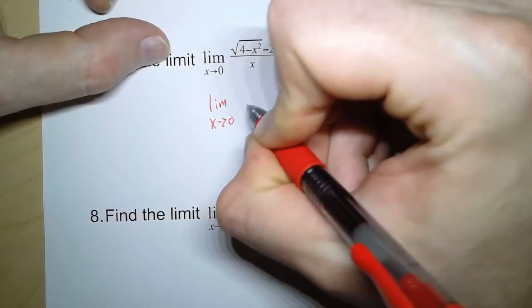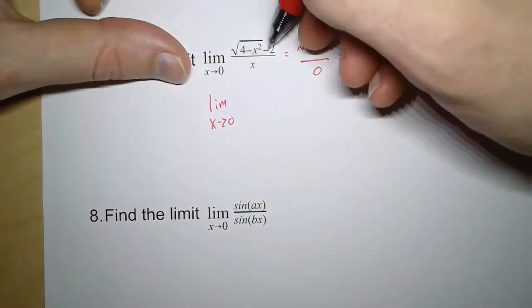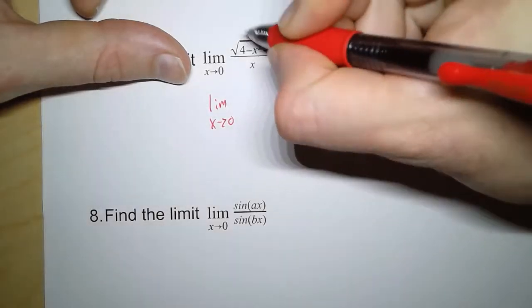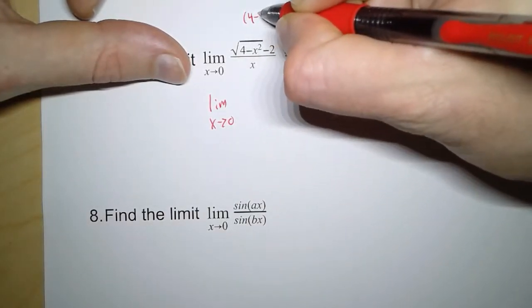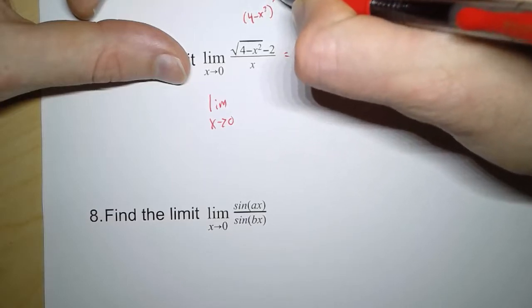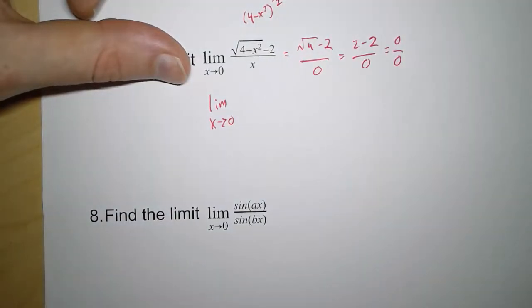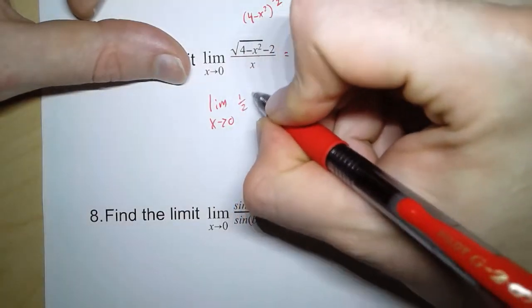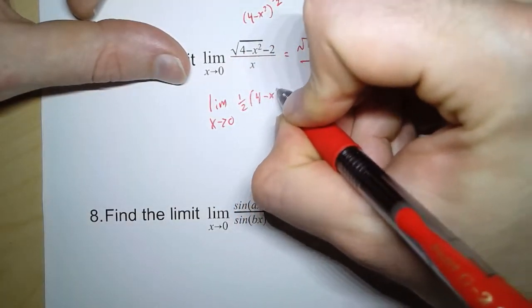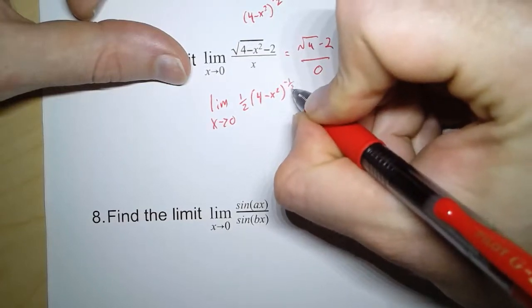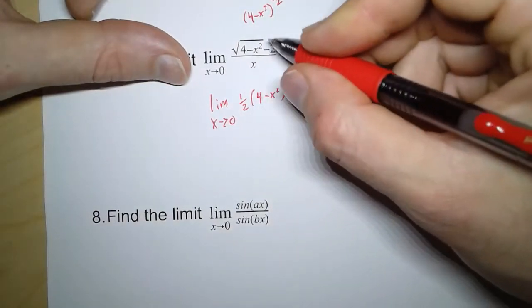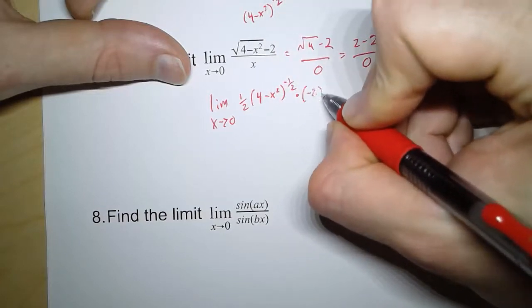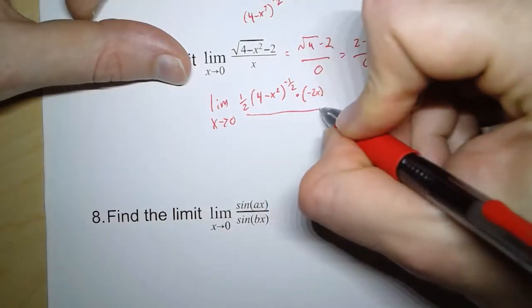So on the top, the minus 2 goes away. And so the square root of 4 minus x squared, I'll just rewrite that up here as 4 minus x squared quantity to the 1/2 power. So the derivative is 1/2 times 4 minus x squared to the negative 1/2, but because it's chain rule, we have to multiply by the derivative of the inside. And the derivative of the inside is negative 2x. And the bottom is 1.